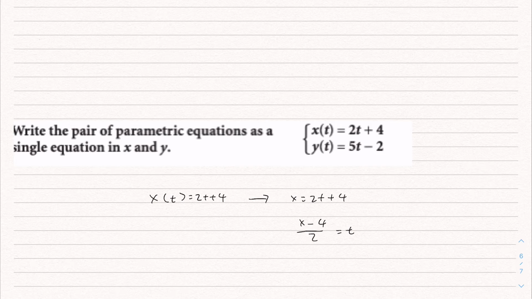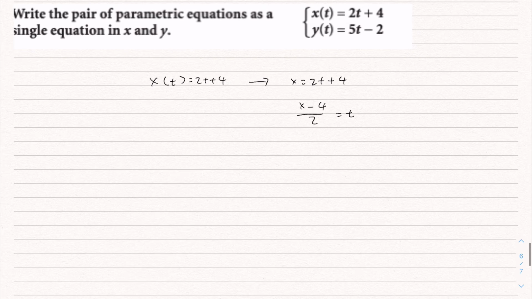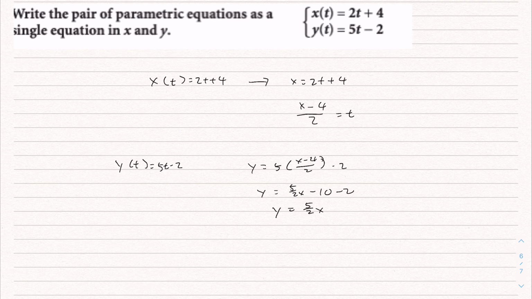And substitute the expression for t in any other equation and simplify. So y(t) is equal to 5t minus 2. And then substitute t in, which is y equals 5 times (x minus 4) over 2, minus 2. And then y is equal to 5 over 2 x minus 10 minus 2, which is y equals 5 over 2 x minus 12.